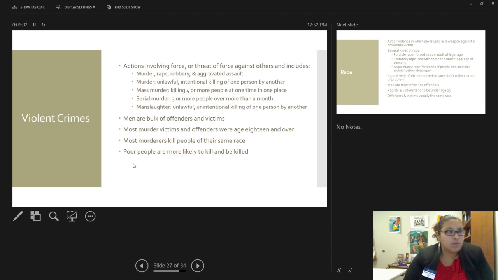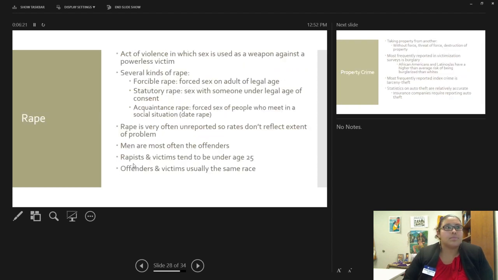Statistics to know: men are the bulk of offenders and victims. Most murder victims and offenders are over the age of 18. Most murderers kill people of the same race, and poor people tend to kill and be killed.